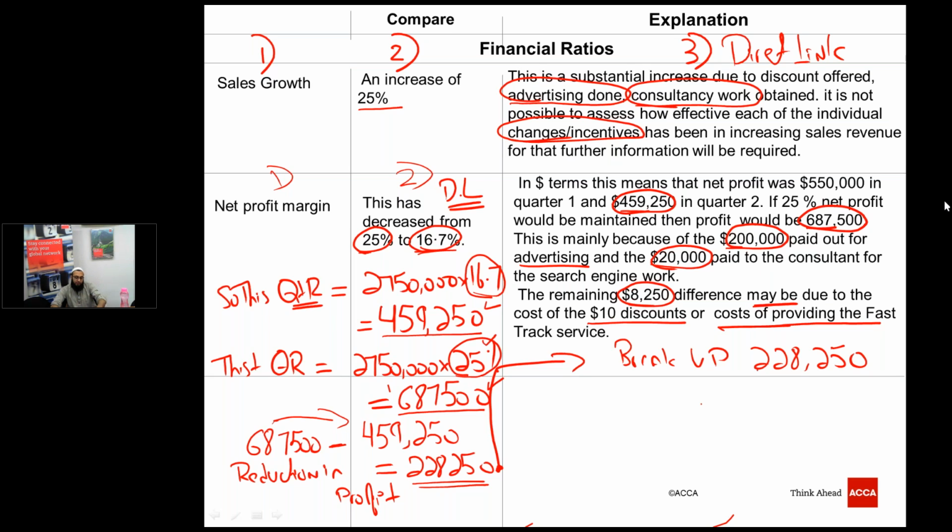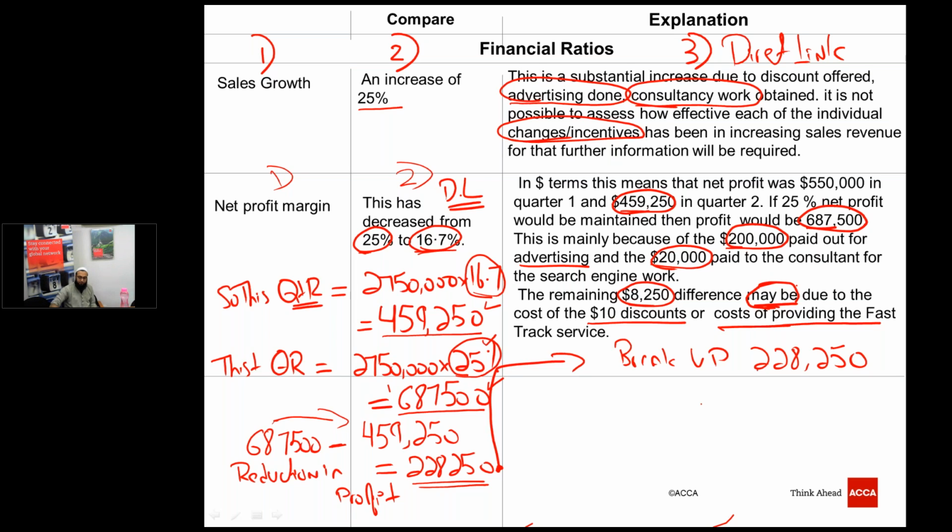Okay, so this is the best quantification that I've done. Quantify, try to make a direct link. This is not an F2 paper, my friends. Try to open your eyes. You can't just rectify every time and write the same reason. I don't understand why people ask me, sir, rectify, how can you do it? Okay, so the remaining 8250 is maybe due to discounts or the cost of providing fast track delivery service.